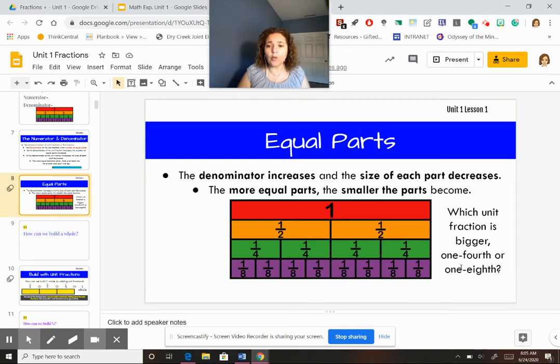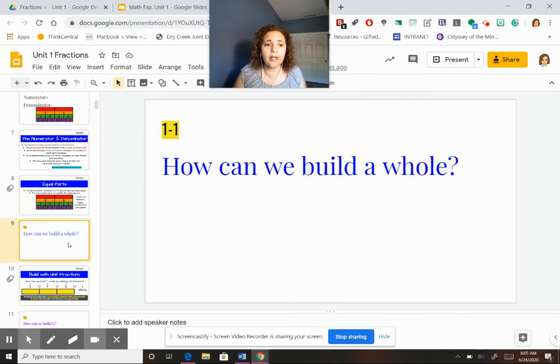Okay, if you said that 1/4 is bigger, you would be correct. Why is 1/4 bigger? Because it's only divided up into 4 equal parts. So that means you only have to share with 4 people or cut something into fourths, so the parts are going to be bigger. The eighths are smaller because you have to divide them up into smaller pieces. Okay? Okay, so how could we build a whole?